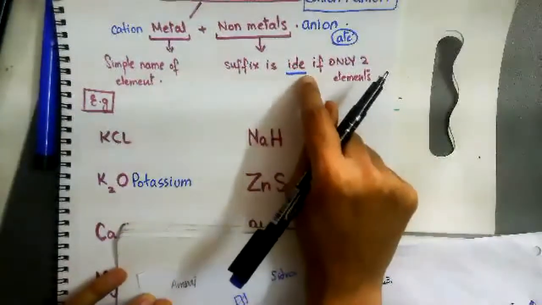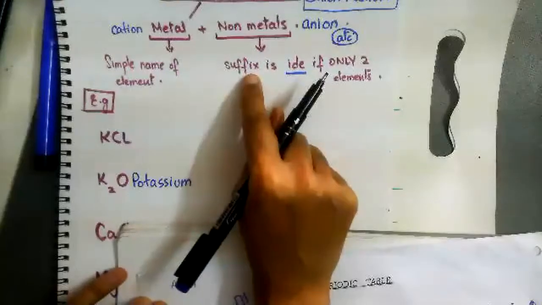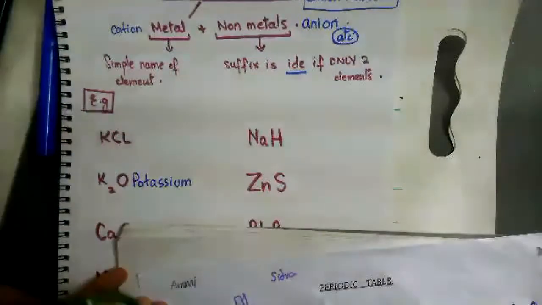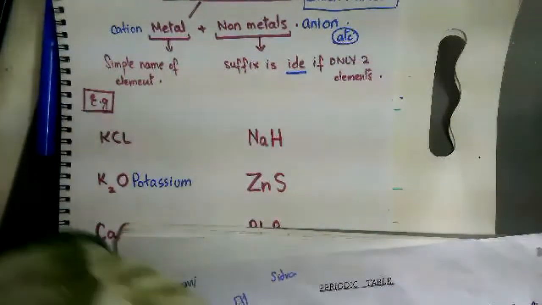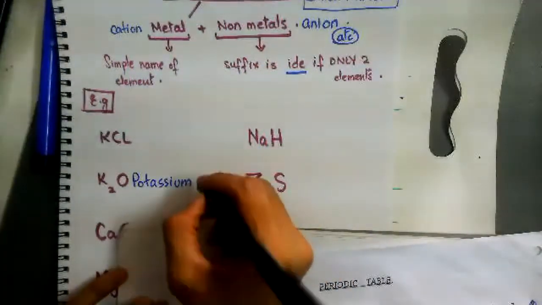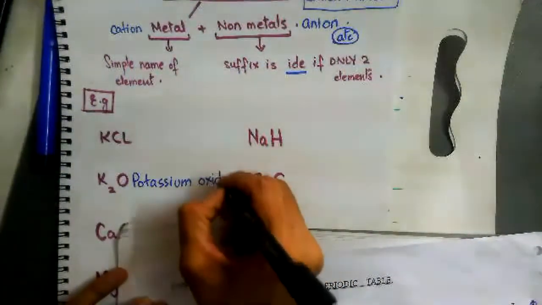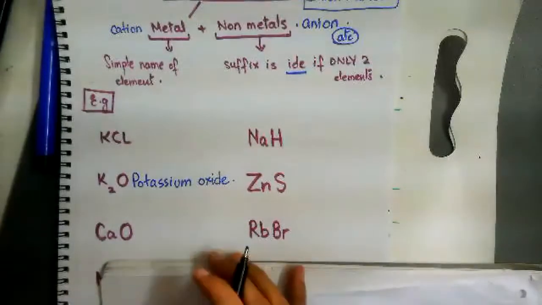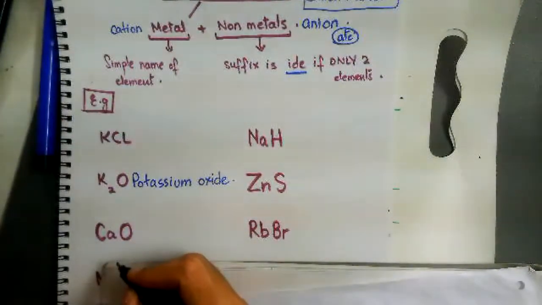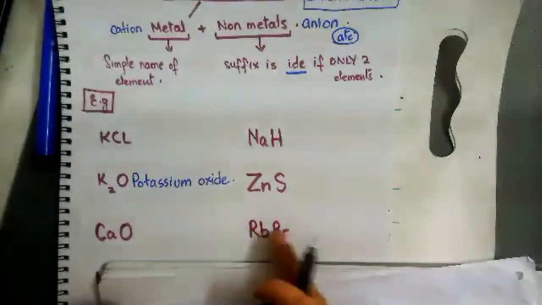Right, because we will use the suffix "ide". What do you mean by suffix? Suffix is something which comes at the end of a word. Very good. Yes, a group of letters that comes at the end of the word. Very good. I'm happy with you. Good job. Thank you, ma'am. Okay, Ali, also help me. Calcium oxide. Oh, sorry.